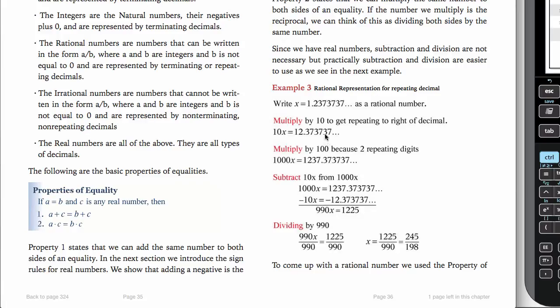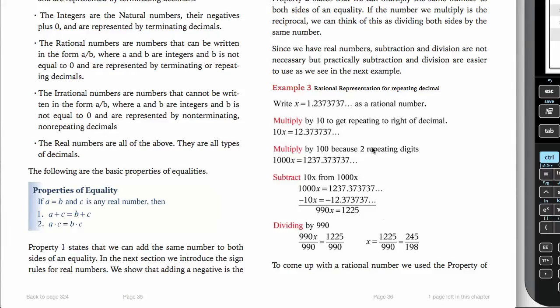So we're going to take this number here and multiply it times 100 and get the repeating part to be all over here. Then we have 2 equivalent ones, so we're going to subtract these from each other to get that 990x is equal to 1225. So we got rid of all the repeating part. Then we're going to divide both sides by 990 and reduce it.